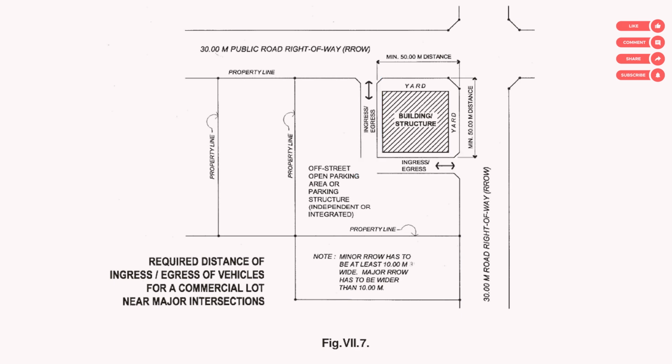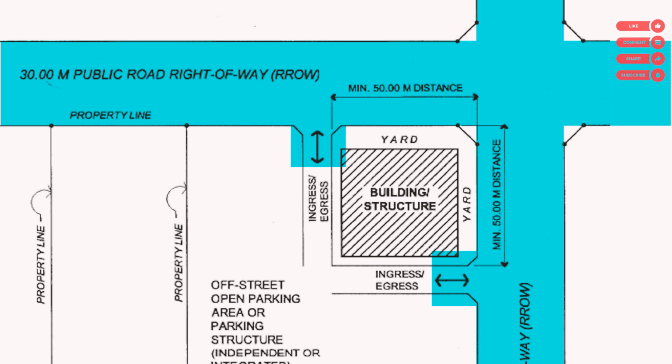Yun yung kaka-traffic. So what is the building code asking? Please maintain a minimum distance of 50 meters. This is really a short distance. 50 meters from the intersection to this point. Same here. From here to the intersection, 50 meters minimum. Okay, so that's the requirement. Yun lang. So it's not the building per se. It's really the ingress and egress points for the customers of the mall or of the building.